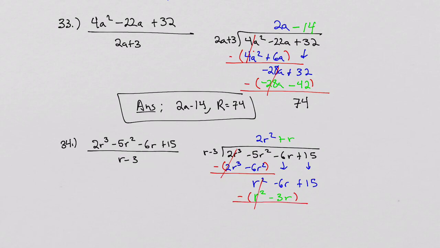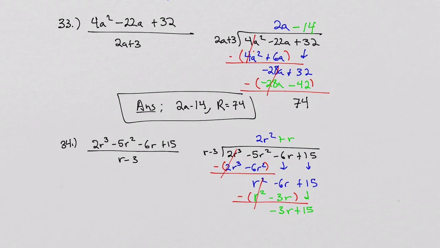But then we've got negative 6r minus negative 3r. So that's really negative 6r plus 3r. So we end up with a negative 3r left over. And then we bring down the plus 15. So once again, the reason why it's negative 3r right here is because it's going to be negative 6r minus a negative 3r, which is the same thing as negative 6r plus 3r.